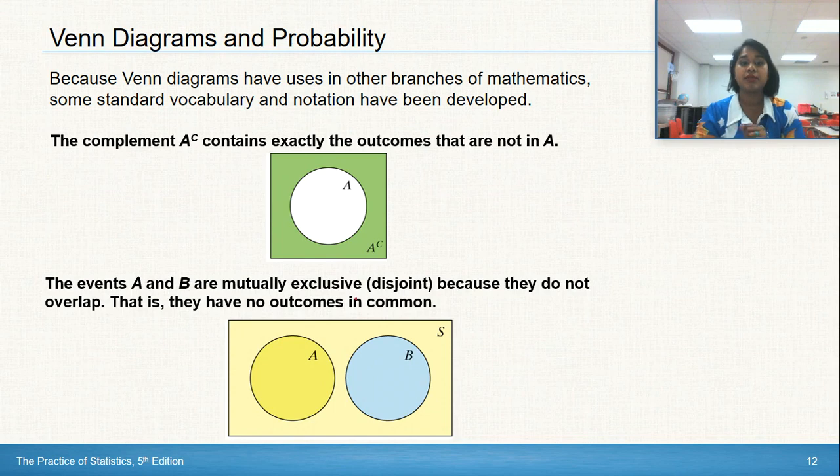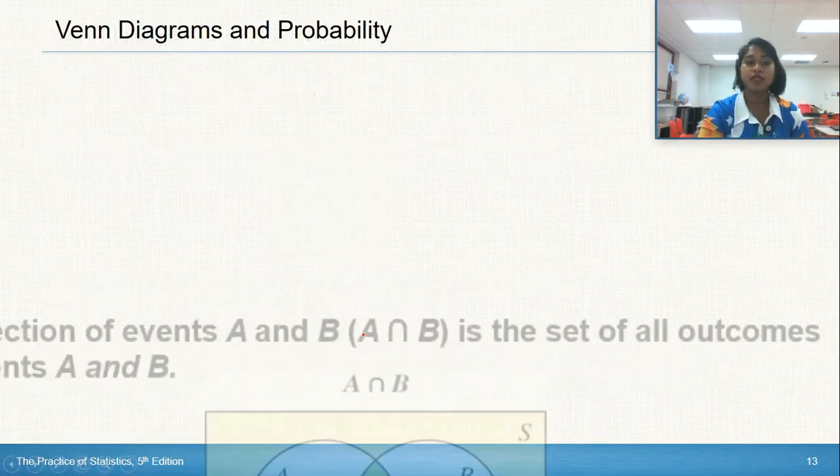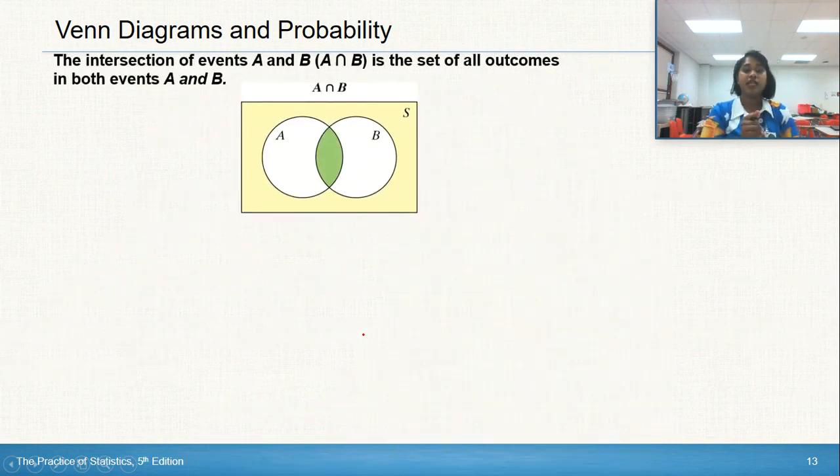And then the second concept is mutually exclusive, or disjoint. And here you can see they don't even share a space. So here's our sample space, here's A, here's B. They never share anything in common. Okay. And so let's move on to understanding the U and the upside down U.